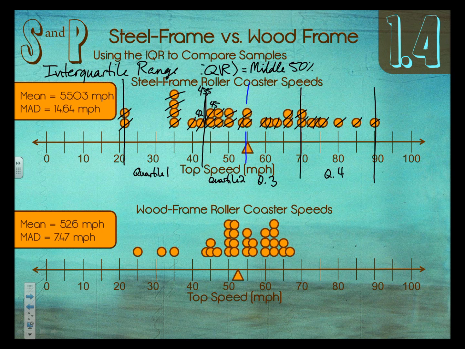Now, the interquartile range is the distance from the boundary of quartile 3 and quartile 4 and the boundary of quartile 1 and 2. And remember, it's a range, so it's this distance here. How far is that? So now what we have is the distance from 70 to 43.5.